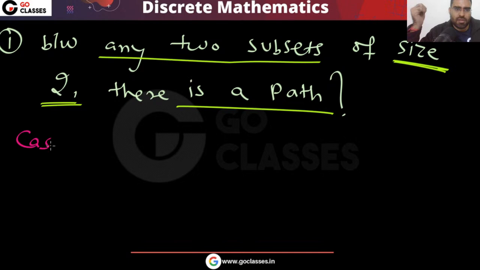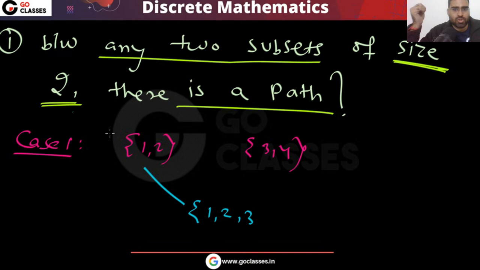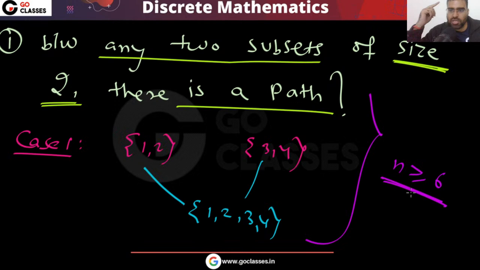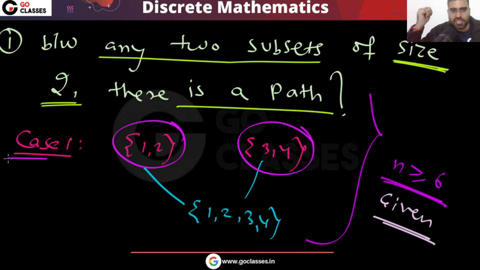In the first case, they have nothing common, like {1, 2} and {3, 4}. Then there is a path, you can easily create one. This will be adjacent to {1, 2, 3, 4}, and that will be adjacent to this, because n is already greater than or equal to 6. This is already given in the question. So you can easily see there is a path. Right? So case 1 is over.